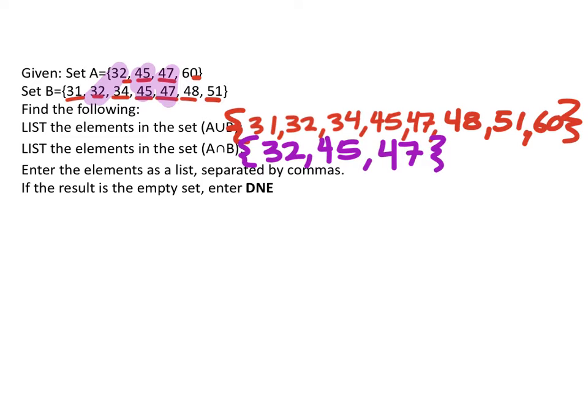Now, if on the homework they were to give you, like let's say that there were no elements that were shared by A and B, then you just write D and E in there. I know I showed you guys the empty set stuff, but on the homework it's just going to want you to write D and E.